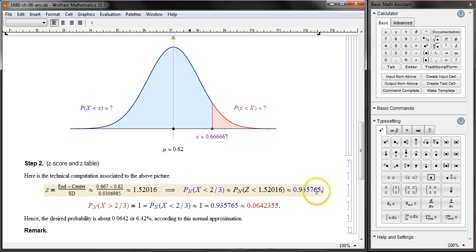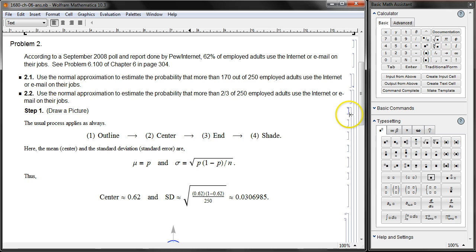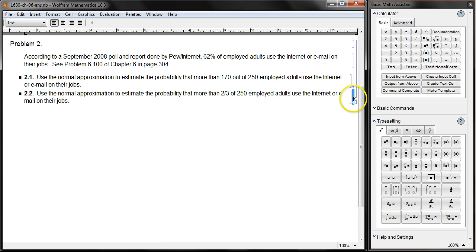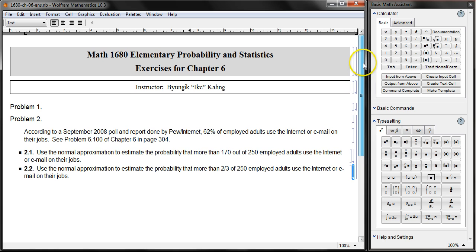This is a little bit more accurate, so let's use it. 1 minus that, 0.064 something. So what do we conclude? About 6.42% or 0.00642 is the desired probability. The probability that more than 2/3 of 250 selected people would use email or internet on their jobs.